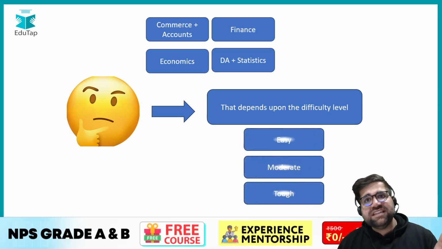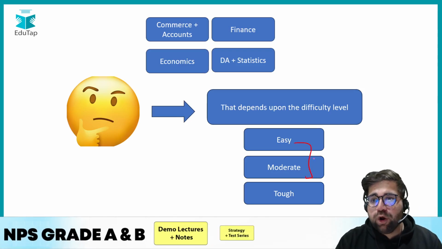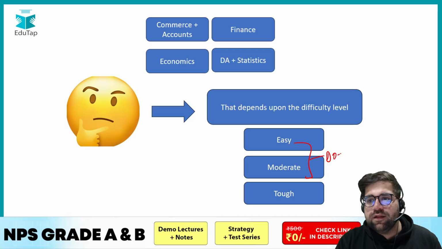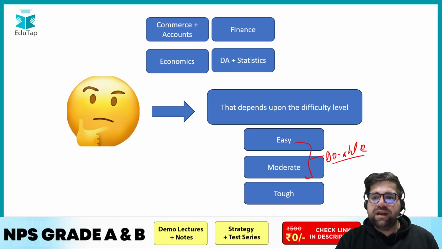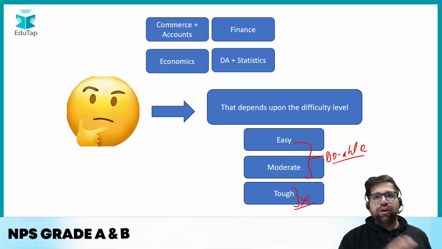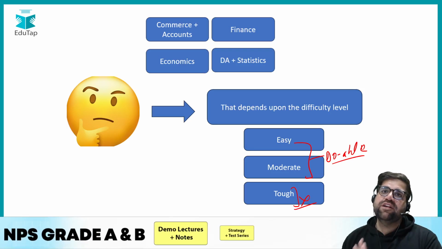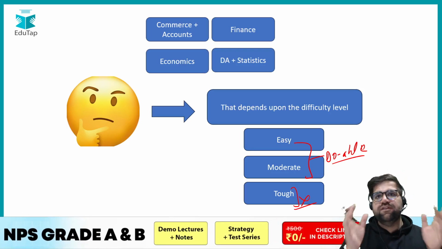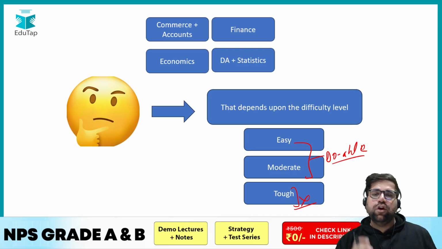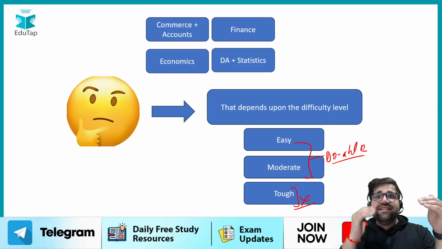It can be easy, it can be moderate, or it can be tough. Now see, easy and moderate are surely doable, but the tough one you have to completely leave. If you are attempting a tough numerical in the exam, or even thinking of attempting one, please do not do so. Because if you attempt a tough numerical in your exam, definitely you are hitting yourself with a stone, which I think is not a good thing to do. So you have to attempt the questions which are easy to moderate level.